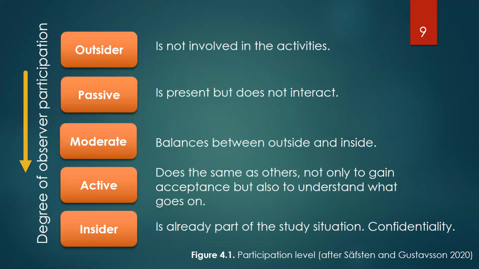So, degree of observation. Let us look at this table from above and below. So outsider means that the observer is not involved in the activity. They go to this organization and just observe.